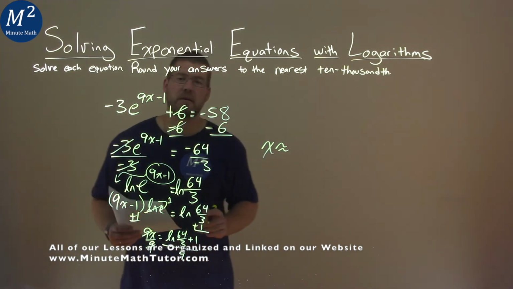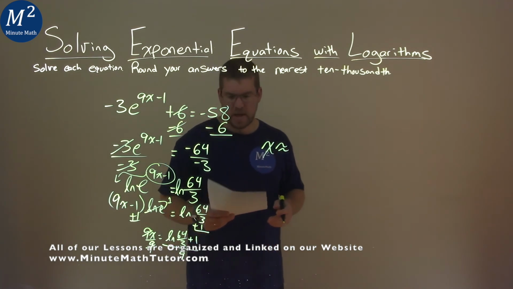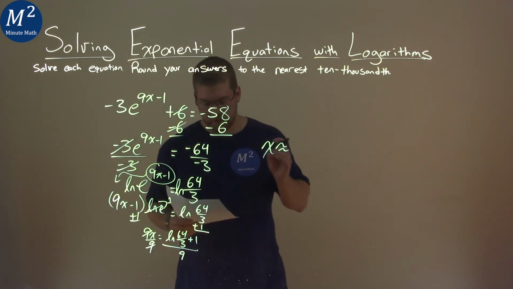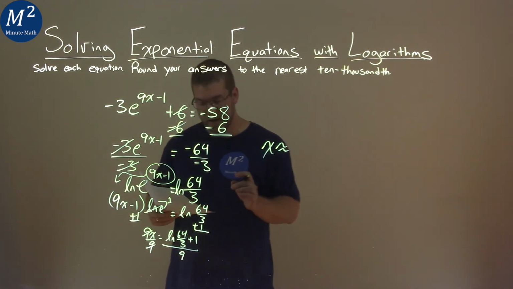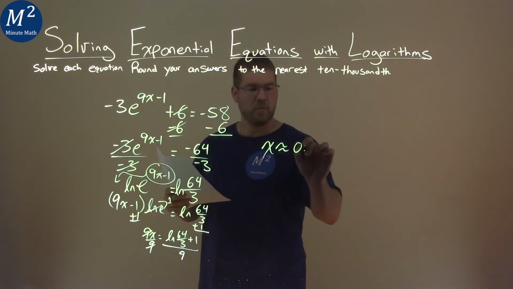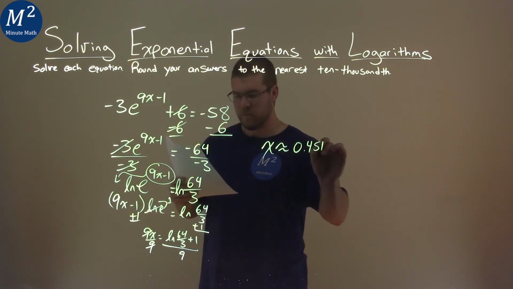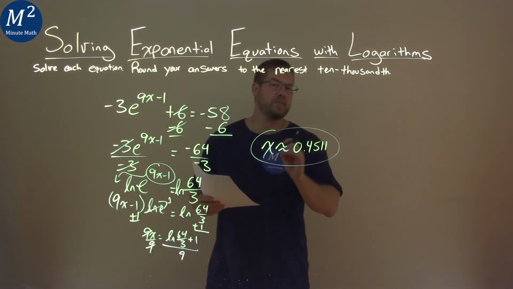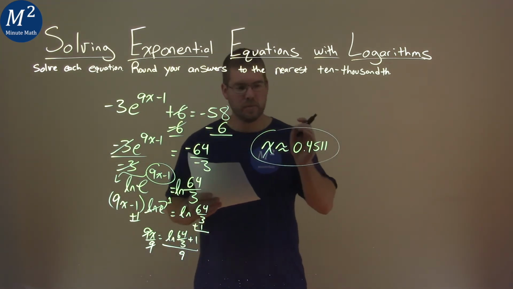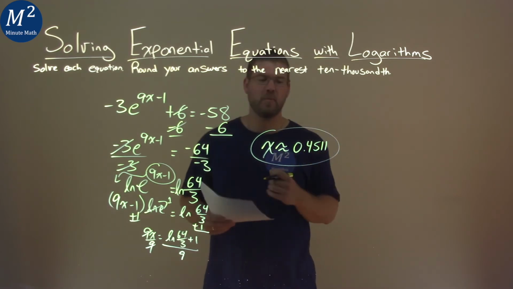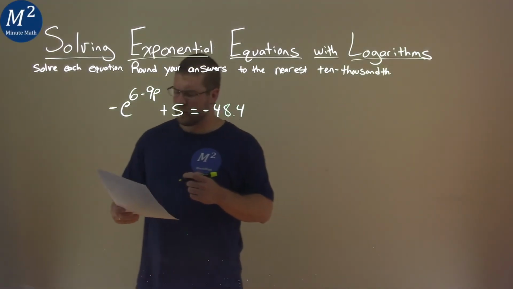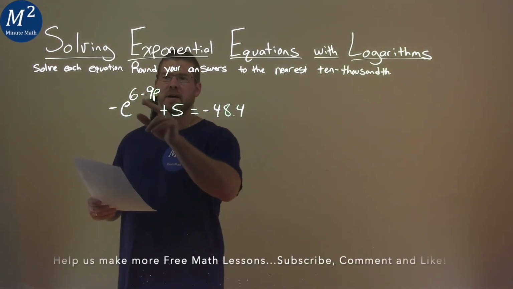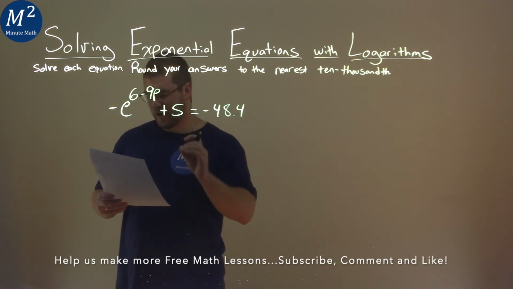We use our calculator here. It'll be approximate. The natural log of 64 over 3 plus 1, all divided by 9, comes out to be 0.4511 when rounded. And so our final answer here is x is approximately equal to 0.4511.